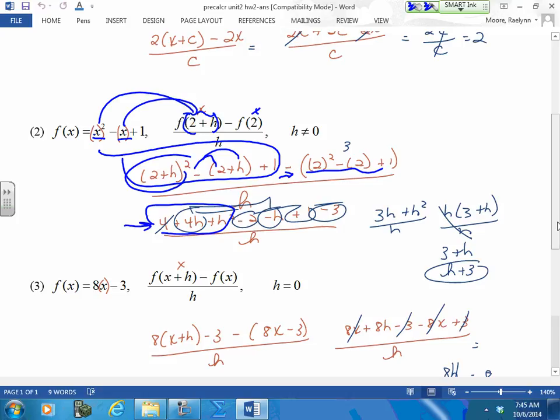4 minus 2 is 2, plus 1 is 3, minus 3, gone. This h and this 4h combine to give you 3h. This h squared, and everything has an h so far. Factor it out of the top, and then take out your common factor. Good?